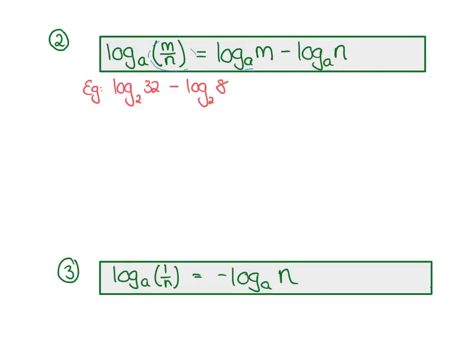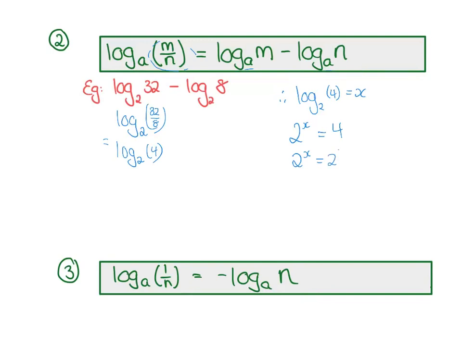Okay, looking at the next logs, if we have the same logs and they're getting subtracted, you actually divide. So this answer is log 2 of 32 over 8, which equals log 2 of 4. We're trying to find what log 2 of 4 is, so I'm going to let it equal x and flick it around. So we've got a base of 2 to the power of x equals 4. Then 2 to the x equals 2 squared, therefore x equals 2.